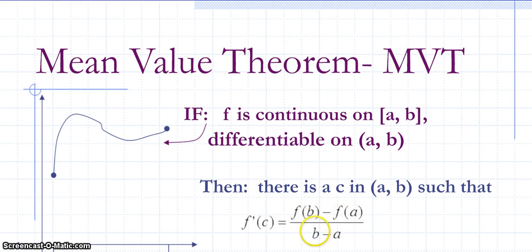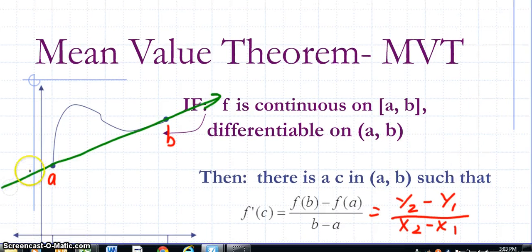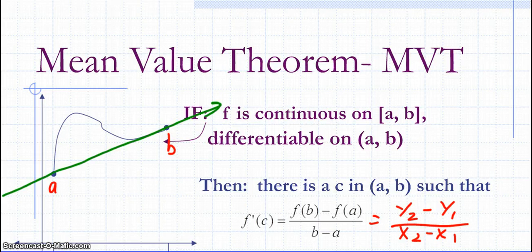So f of b minus f of a over b minus a, that's just a very fancy way of saying y2 minus y1 over x2 minus x1. So that's slope. So if this is a and this is b, and if I draw some line through them, so that's that line, then the mean value theorem tells me that there has to be some point c, let's say like, I don't know, right here, that the slope of the tangent line will have the same slope. So that's what the mean value theorem tells us.